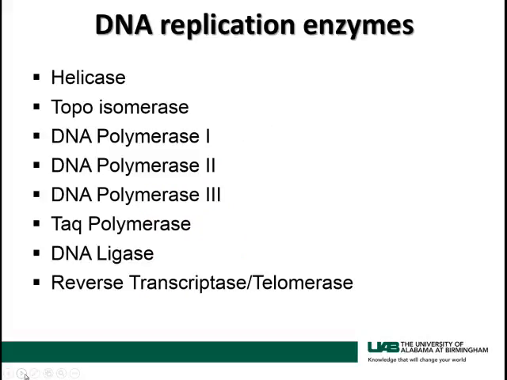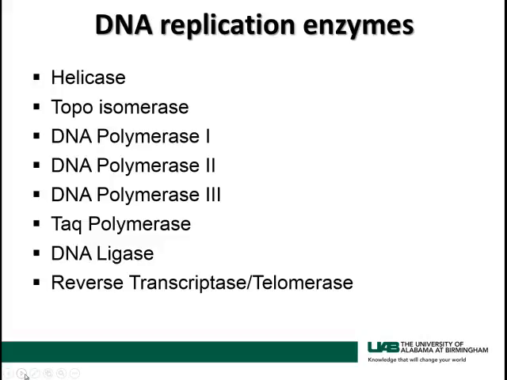Helicase is the one that breaks the hydrogen bonds and separates the two strands of the DNA template during DNA replication. Topoisomerase is the enzyme that goes in front of the replication fork and relaxes the kinks in the DNA so that the replication fork can proceed through without any problem.